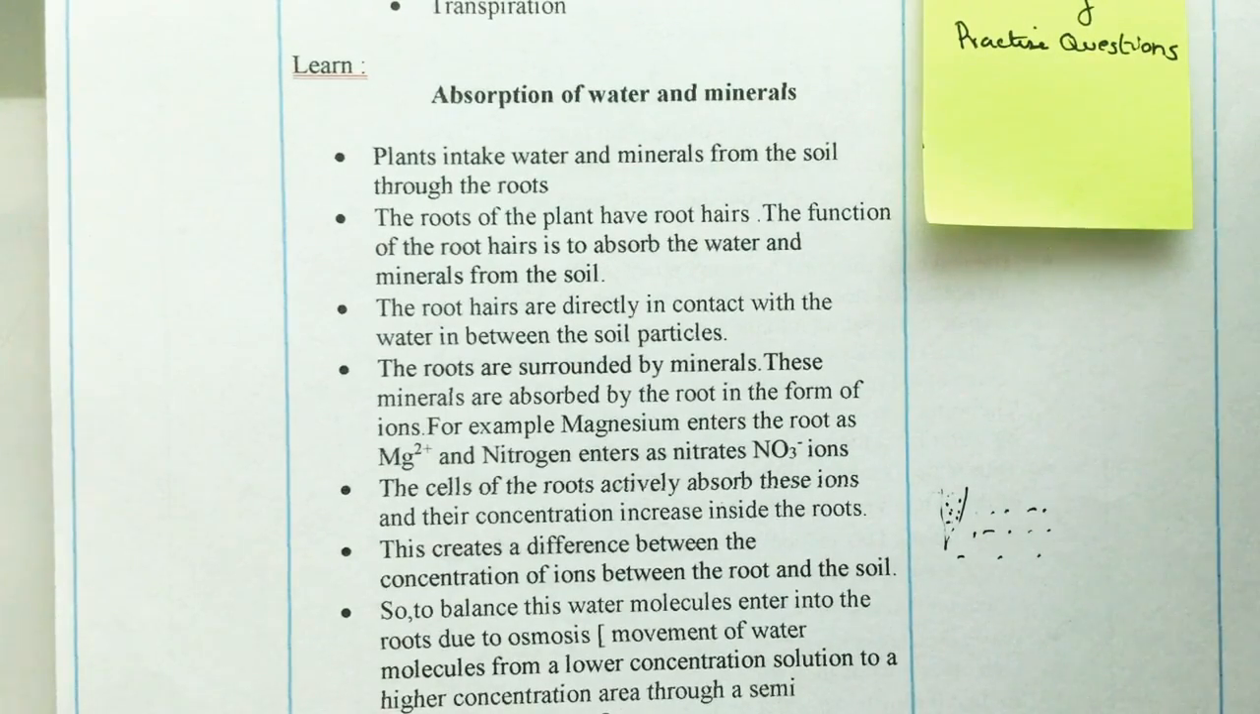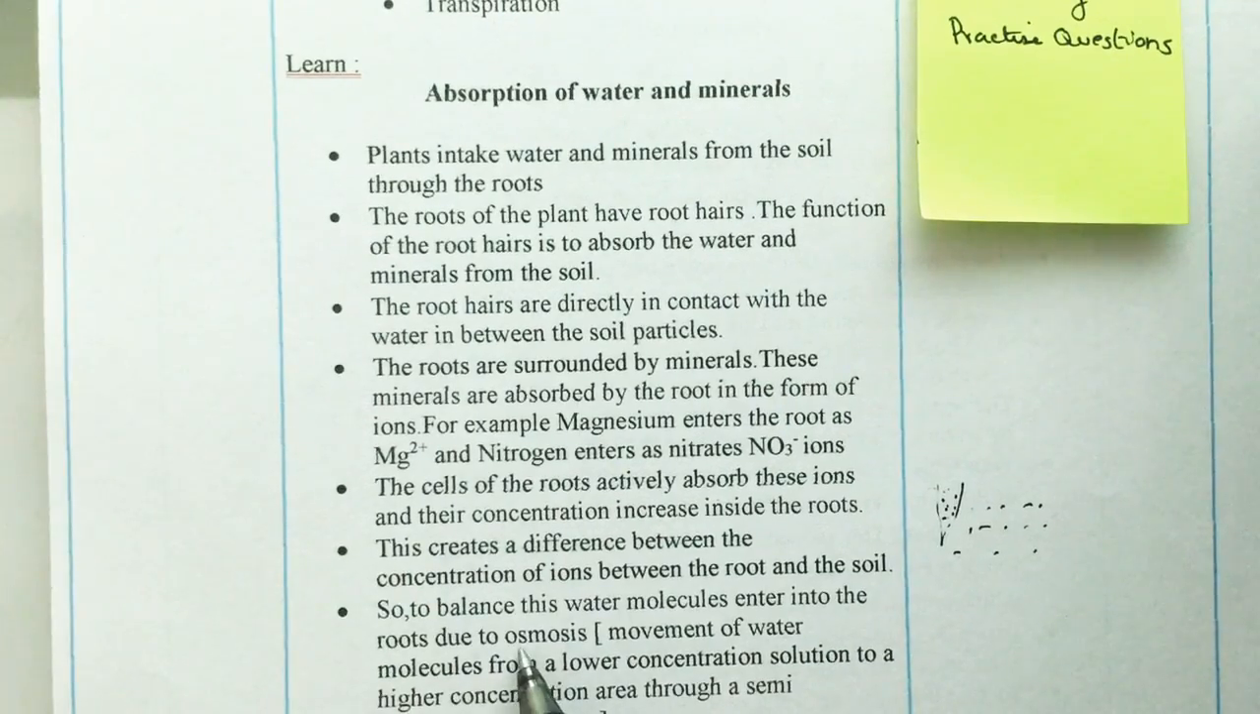Okay. Now, if you ask me, I would definitely understand that I need to learn the meaning of osmosis. Osmosis is nothing but movement of water molecules from a lower concentration solution to a higher concentration area through a semi-permeable membrane. So, I have underlined it because we need to put that in the vocabulary section and we need to learn the definition of osmosis just to understand what that means.